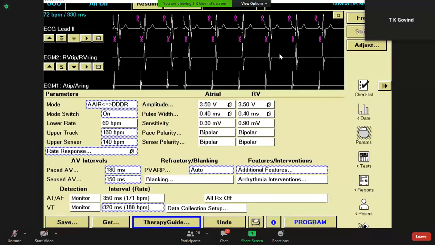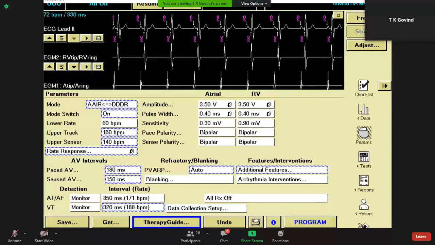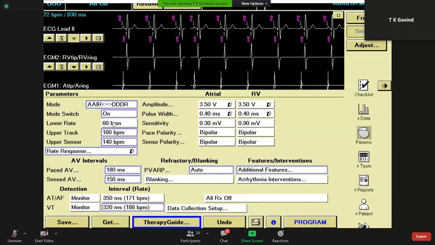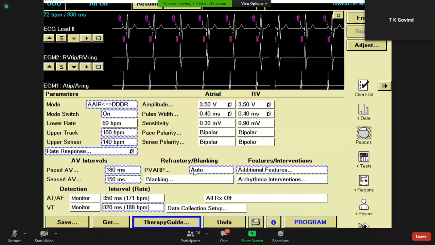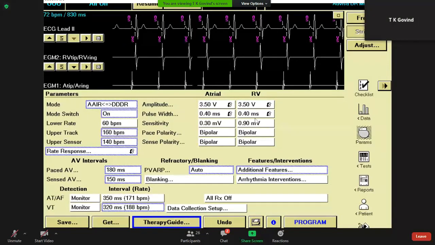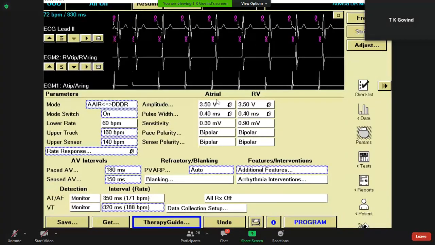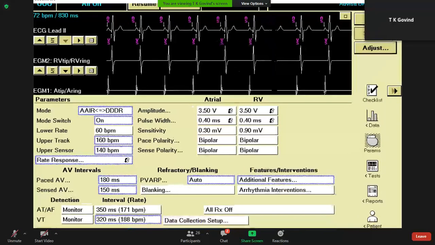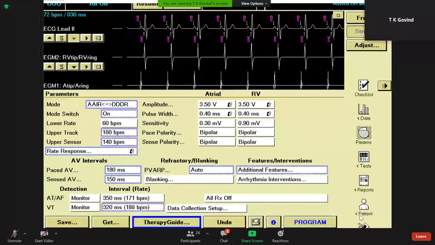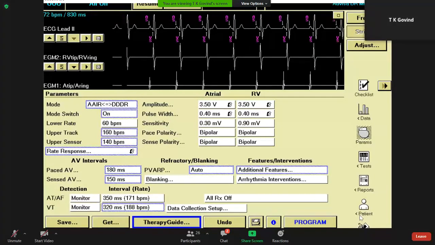So that's simple programming. We covered the mode, the mode switch, the AV interval, upper tracking rate and upper sensor rate, and how to program to avoid PMT. And I'm sure all the participants know how to program the outputs based on the threshold. I don't think we need to go into the detail of that, because it is already 10 o'clock for you. I think it is reasonable to stop here and take questions, and then based on the comments of the experts, we can proceed.